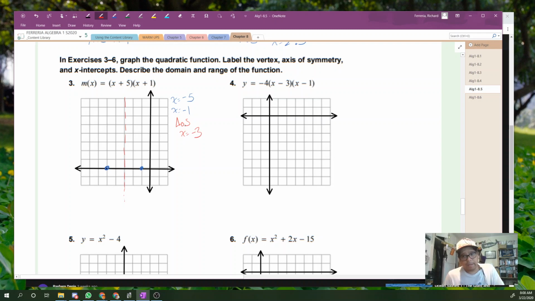I'm just labeling x equals -3. If I want to find the vertex now, all I need to do is put -3 into f of x. So the vertex, we know the x coordinate is going to be -3, but we don't know what the y coordinate is going to be. Let's figure out the y coordinate. The y coordinate is going to be -3 plus 5, and then -3 plus 1.